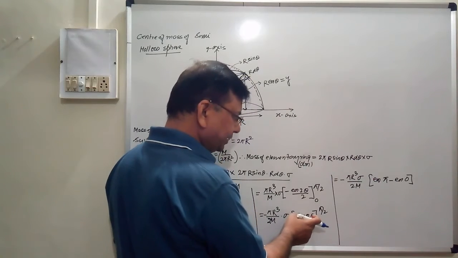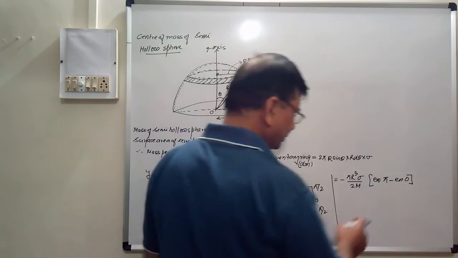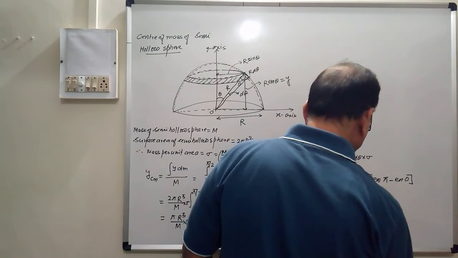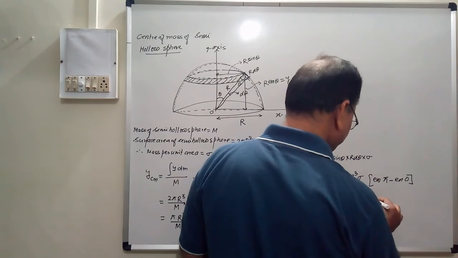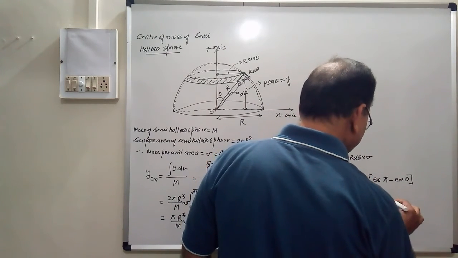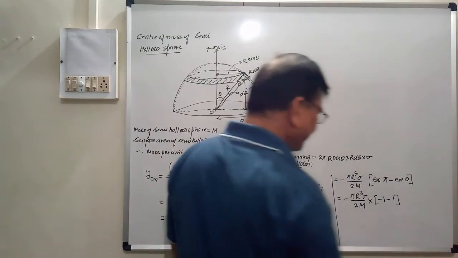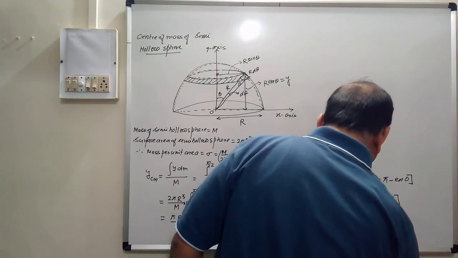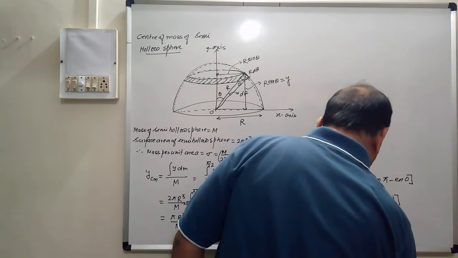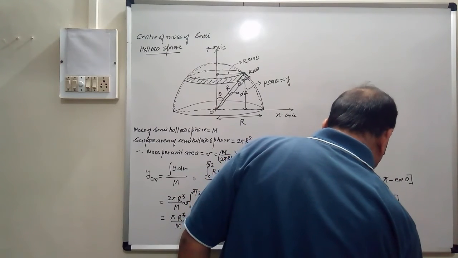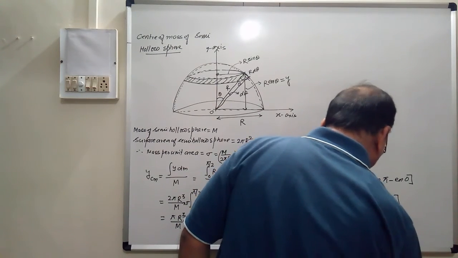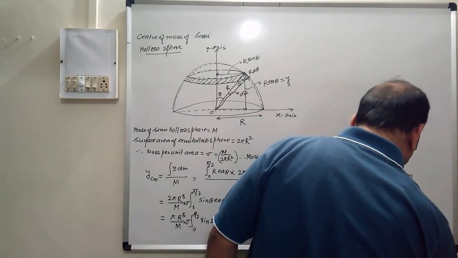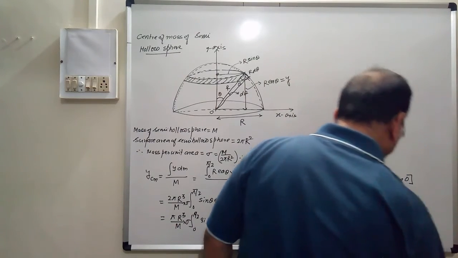In fact, it is cos 2 theta. 2 theta means 2 into pi by 2, that is simply pi. So we'll get minus pi r cube sigma upon 2M into cos pi is minus 1, cos 0 is 1. So it will be minus 2. So minus or minus, it will become plus. So pi r cube sigma upon 2M into 2. So 2 and 2 will go. We will get pi r cube sigma upon M.